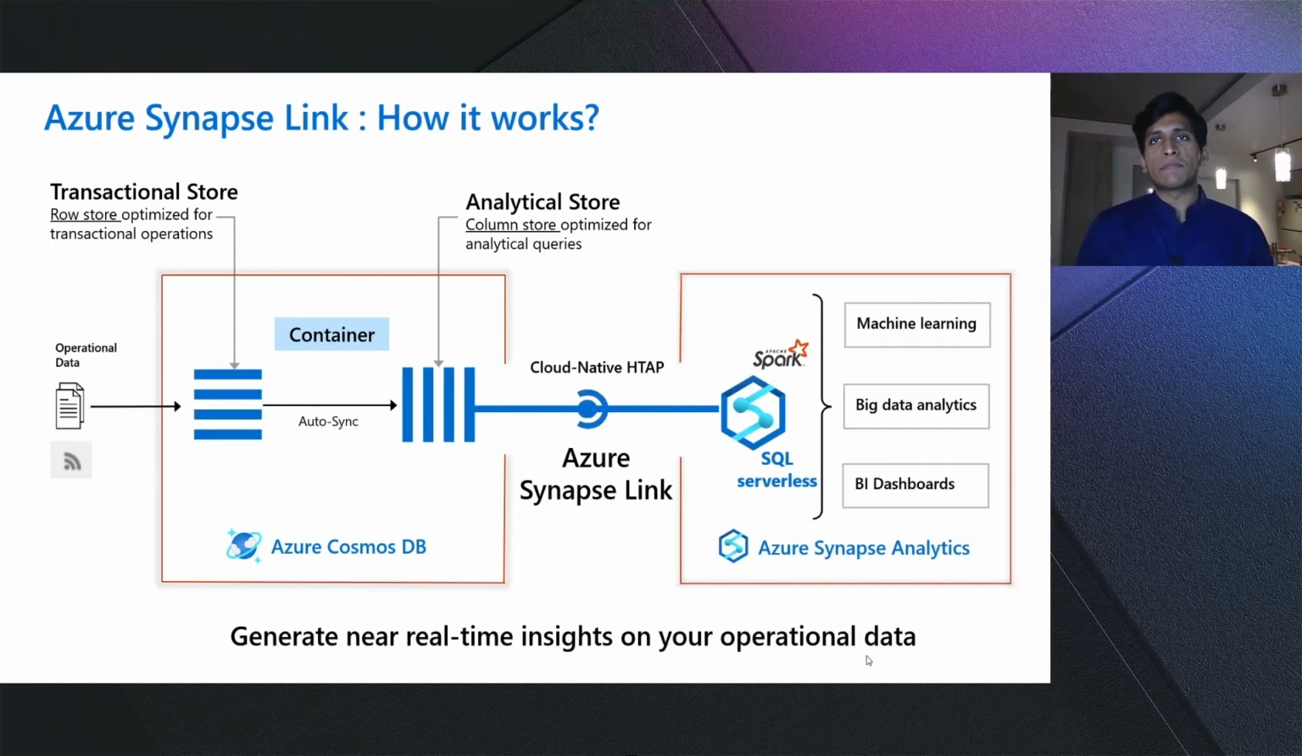Finally, with Synapse Link, you can connect the Cosmos DB analytical store with Synapse Analytics workspaces with a single click, which then allows you to interchangeably query operational data in Cosmos DB using Spark and SQL runtimes in Synapse with no RU impact. This now enables you to build machine learning pipelines, BI dashboards, and run big data analytics in near real time on your operational data.